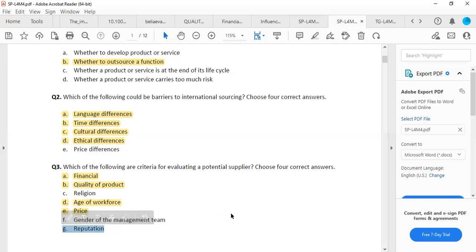And B, quality of products. Quality of products. Okay. All right. Reputation doesn't really matter, I guess. The supplier's reputation and the age of workforce, which one would you prioritize? I think reputation should come before the age. So let's look at reputation.